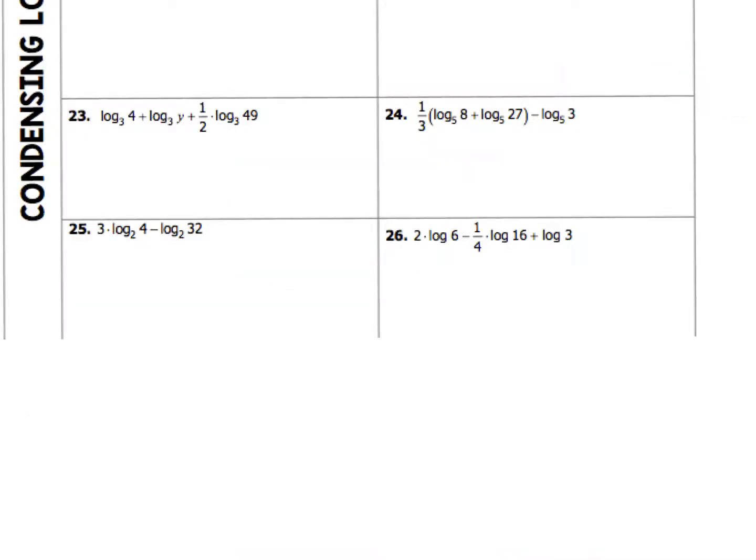Alright, so what I'd like you to do now is, now that we've worked through all the different types of examples, let's see how you can do with condensing using those properties. So use those guiding questions and work through these problems, and let's see how you do.